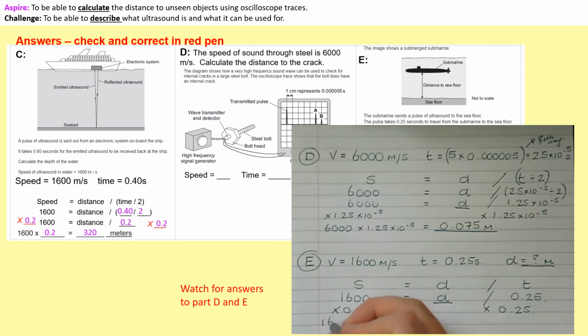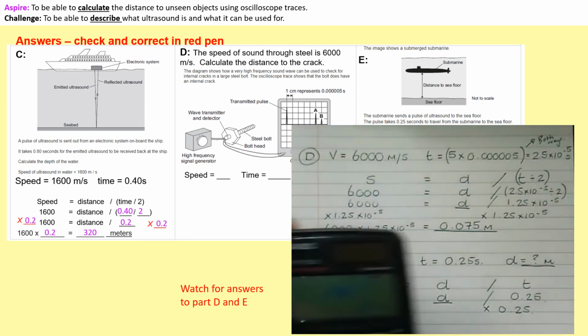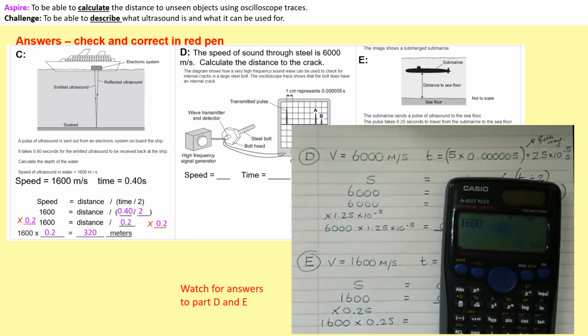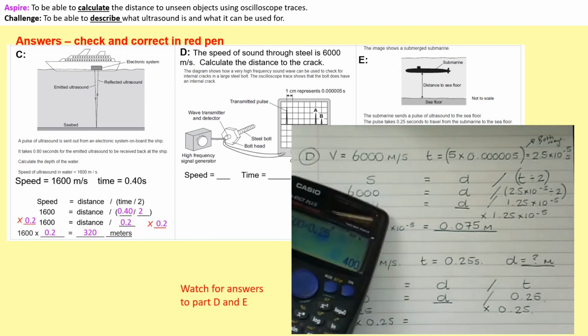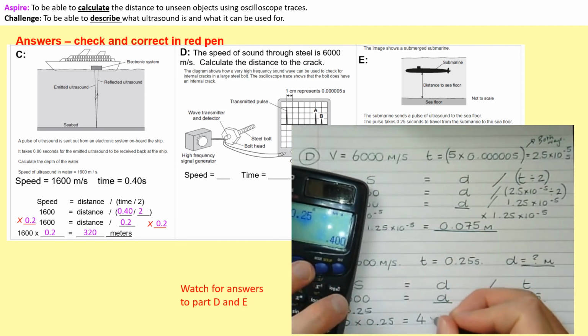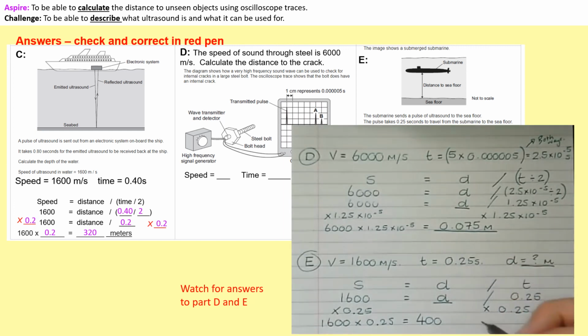So 1600 times by 0.25 equals, this is above and below, so therefore these are opposite operations, so they cancel out. So this is going to give us the distance. So 1600 times by 0.25 equals 400. Okay, so 400, and it's the distance, so it's in meters. And you need to think to yourself, is that sensible? 400 meters between a submarine and the bottom of the seafloor? Yeah, that sounds a sensible distance.